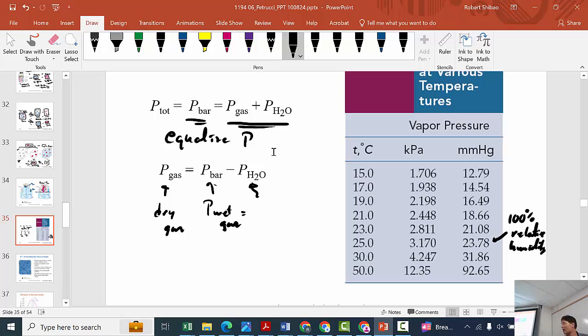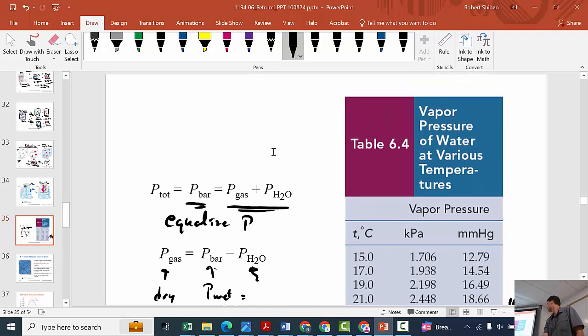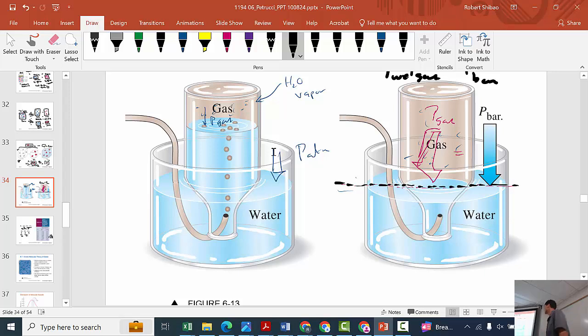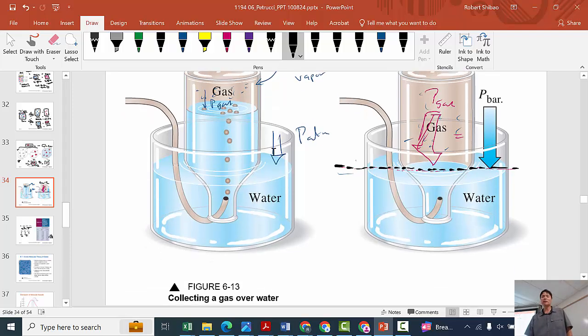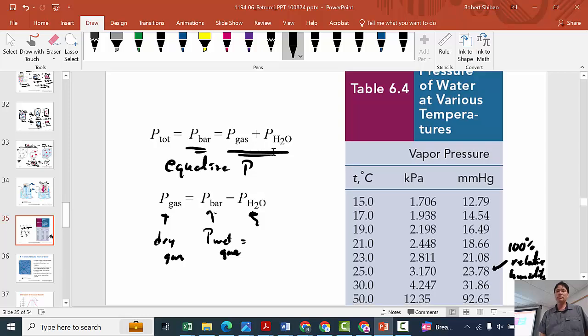So this is a standard calculation that we do whenever we collect gases over water. Whenever we collect gases over water, we have to figure out how much water contamination we're going to get in the gas. And then once we determine that based on the temperature, then we can subtract it using Dalton's law. So this is one of the major applications of Dalton's law.